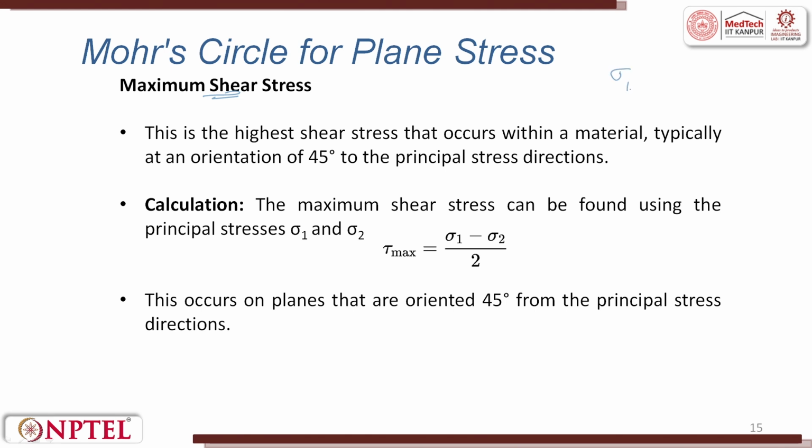We have already found sigma 1, the maximum principal stress, and sigma 2, the minimum principal stress. Now, we are trying to find the maximum shear stress. This is the highest shear stress that occurs within a material, typically at an orientation of 45 degrees from the principal stress direction. The maximum shear stress can be found using the principal stresses sigma 1 and sigma 2. So, tau max is nothing but sigma 1 minus sigma 2 divided by 2. This occurs on planes that are oriented 45 degrees from the principal stress direction.